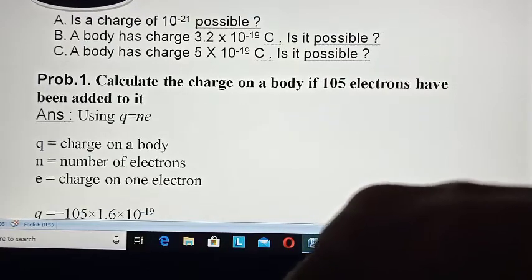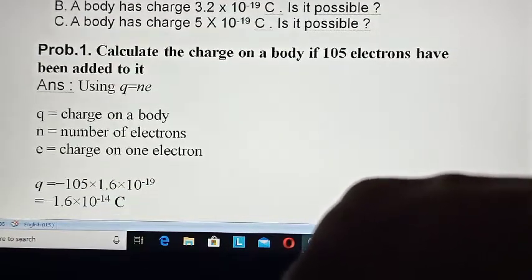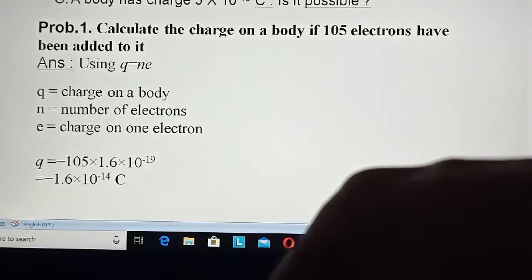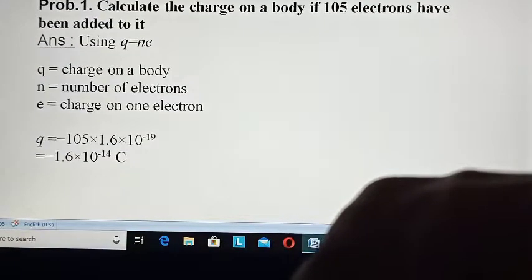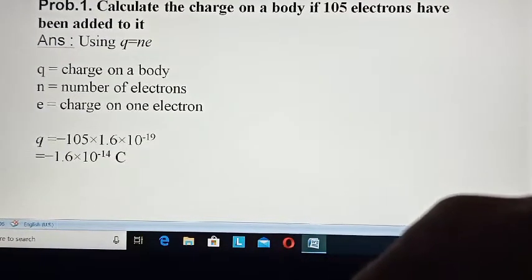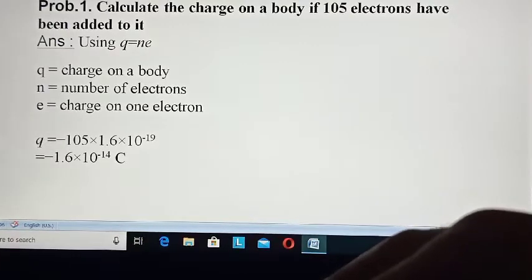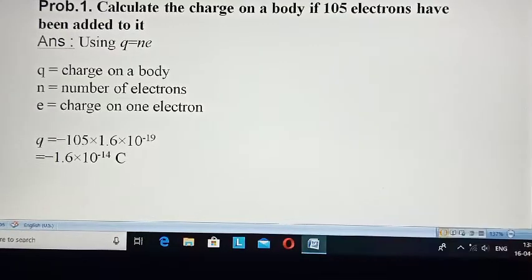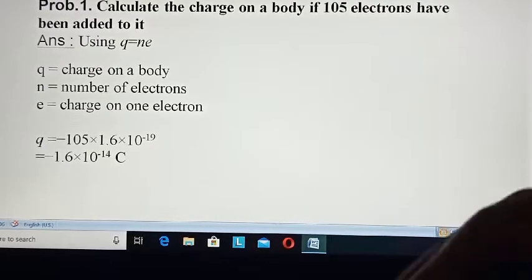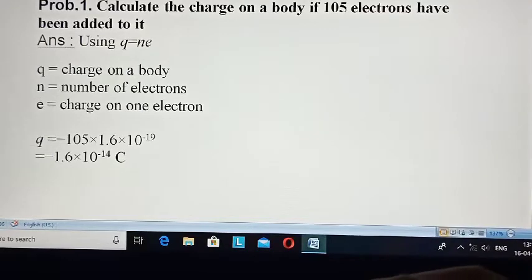Next, you see how you can apply Q is equal to plus minus Ne while solving a problem. First one: calculate the charge on a body if 10^5 electrons have been added to it. So in this also you can see we are applying Q is equal to plus minus Ne.